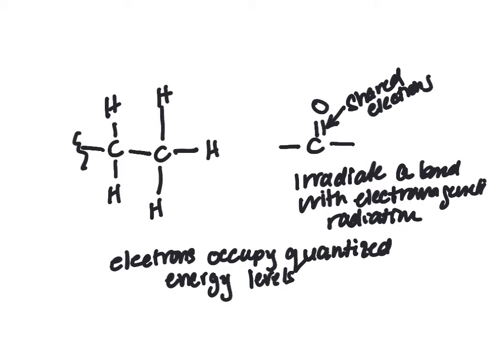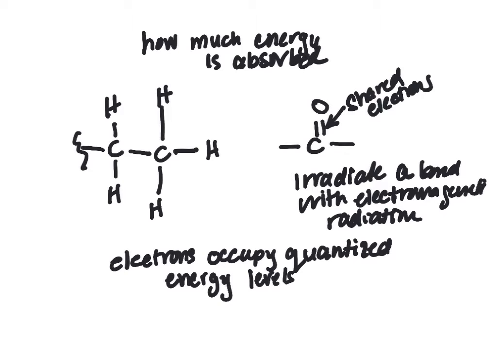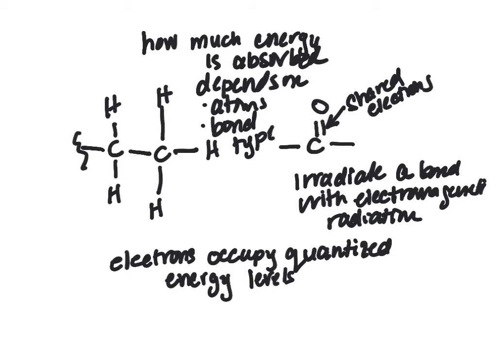That frequency or energy that's absorbed is going to depend upon the atoms that are attached to the bond and the type of bond present. So, how much energy is absorbed depends on the atoms attached to the bond and the bond type. Is it a single? Is it a double? Is it a triple bond? Okay, and so what we're doing in IR spectroscopy, we're using infrared radiation, and we are trying to make the electrons in the bond vibrate so that you can absorb the frequency. So we have to hit it with that right amount of energy.